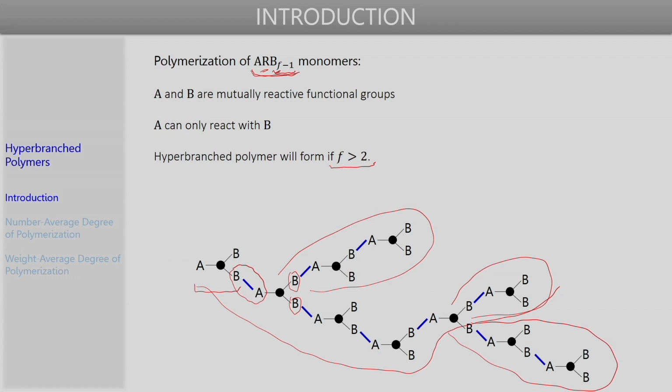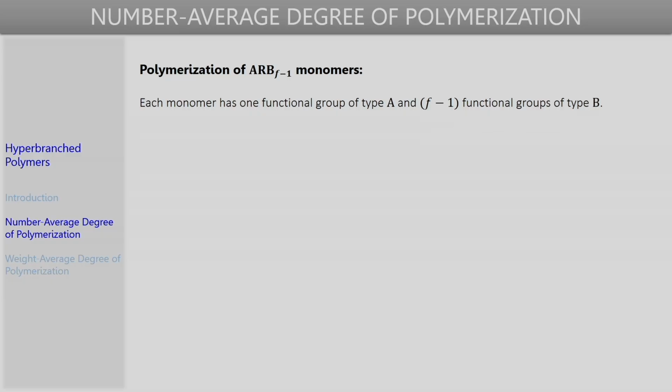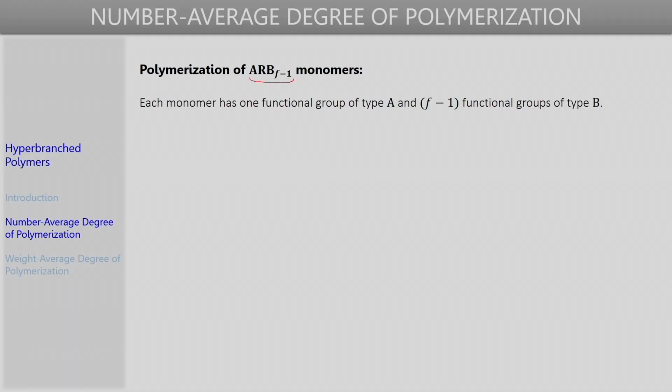Let us look at how one can determine the number average degree of polymerization for such hyperbranched polymer formation. So, again we are considering the polymerization of a monomer which is of AR_BF-1 type. So, a single monomer molecule contains only one functional group of type A and F minus 1 functional groups of type B, where F has to be greater than 2. So, in the schematic that we had drawn in the previous slide, there F was equal to 3, so that the monomers that we had were of AB2 type.